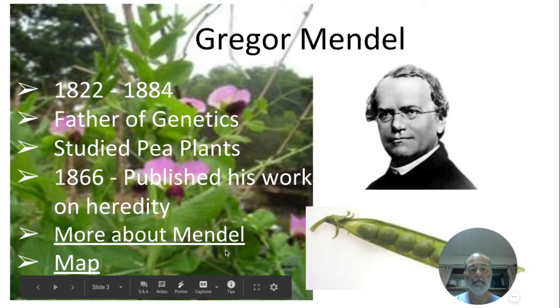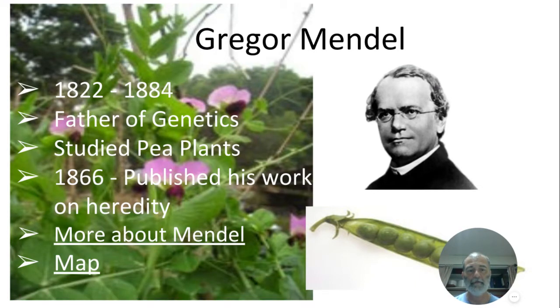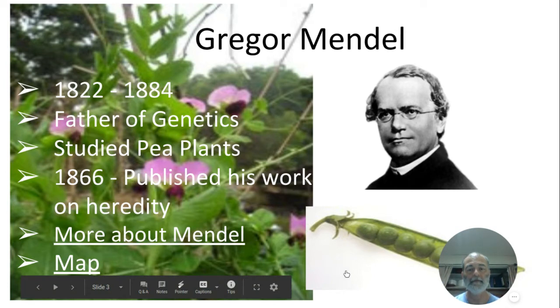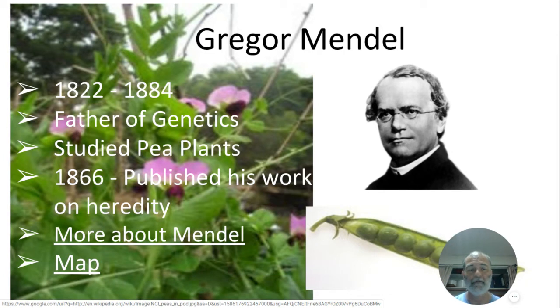Moving right along, we come upon a guy by the name of Gregor Mendel. And there's lots more information. If you would like to click on this more about Mendel, you can find out some more things about him. But Gregor Mendel was the father of genetics. And he was a monk, which means he slept in a room that was called a cell. Exactly. Some of you already were there before I got there.